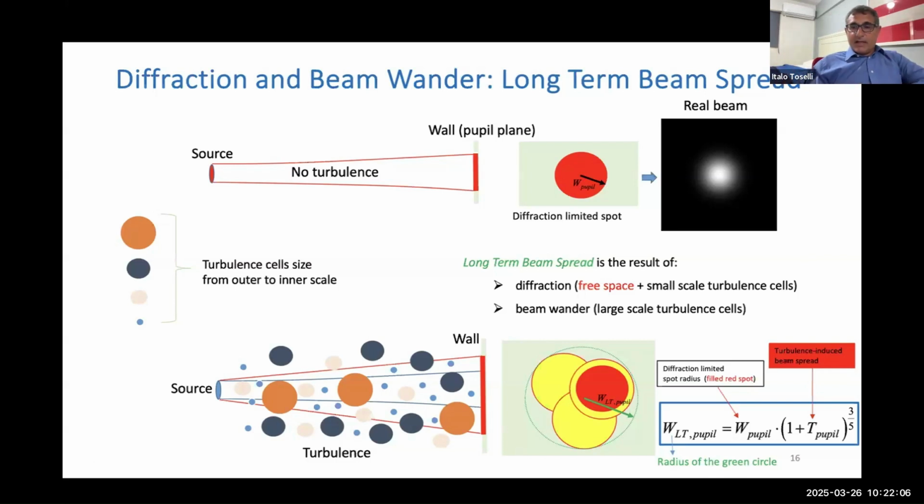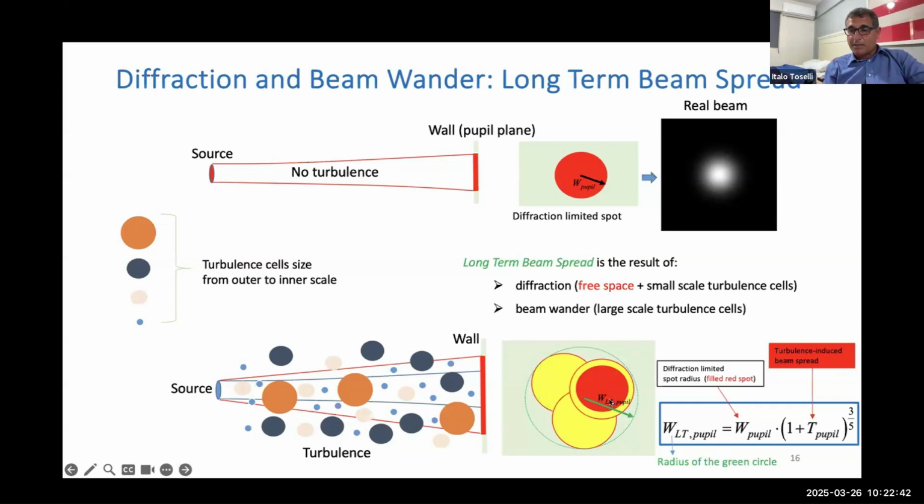So as you can see here, I use the mouse, hopefully you can follow me. The red disk is the diffraction limited spot. Because you have further diffraction due to the smaller scale, you end up in the yellow spot. But then you also have the cells that are bigger than your beam that are going to move your beam perpendicular to the direction of propagation. So these yellow disks here are moving randomly. And over the long-term period, you have a bigger spot, where you can see this green circle here.